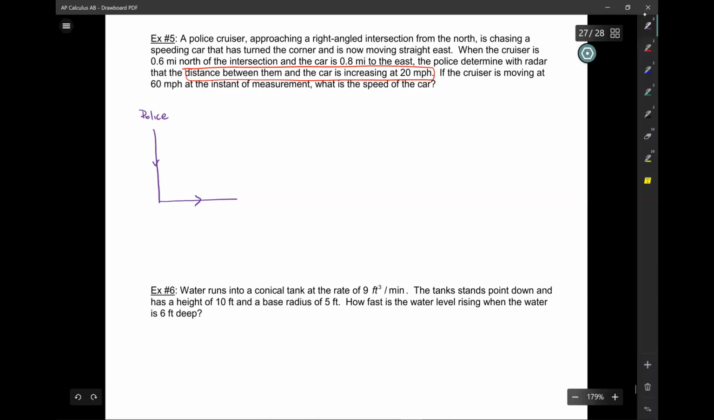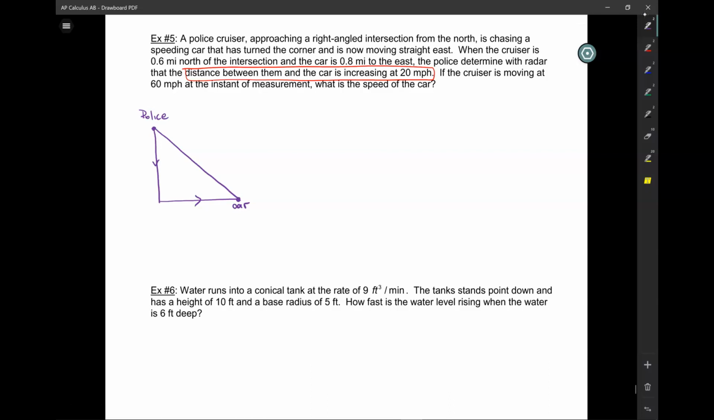Okay. Now, it talks about the distance between them. So if this is the police, this is the car, this is the bad guy. Maybe he's a good guy. We don't know. You can't make assumptions. So that's the distance between them, right?